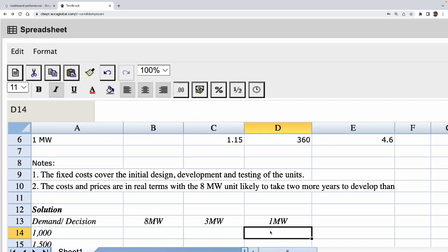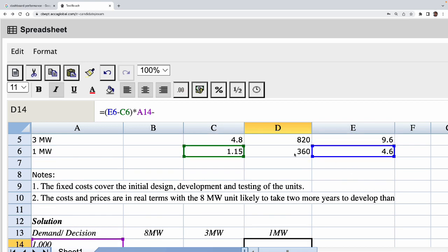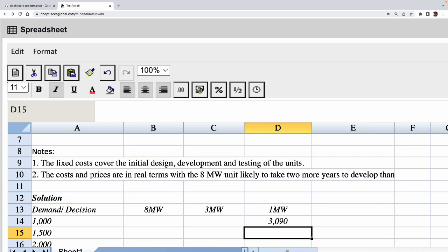Sorry, not this one. It's going to be 4.16 minus 1.15. That's your contribution, correct? Times 1000, times your, minus your fixed cost. Can you get that number? Yes, no? All okay? Okay, that covers that one, all right?